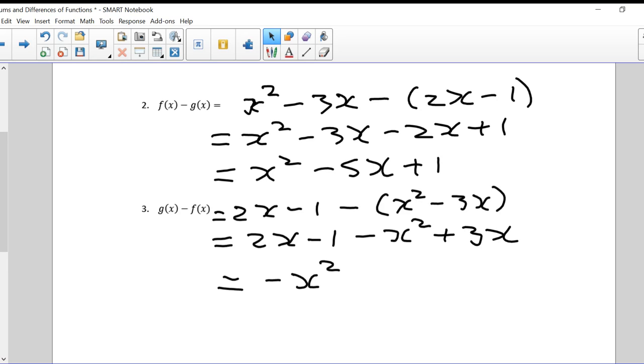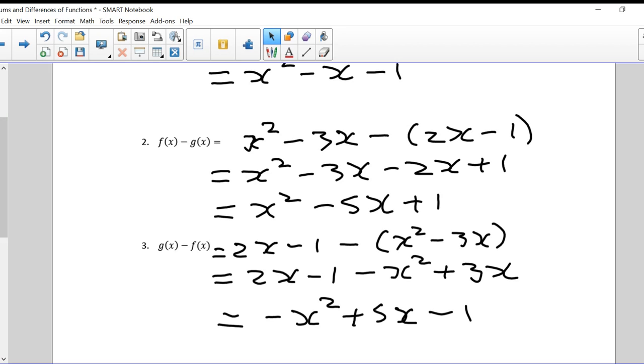And then what is this now? 2x plus 3x is 5x, and minus 1. Right? So this graph here was the last one that we just drew. So every time we're subtracting functions, we just put brackets around f of x. Absolutely. That makes sure that you subtract the entire function. Okay? Not just the first part, because sometimes students will just put minus 2x minus 1, and then they don't realize that the minus should apply to both things that are inside that bracket.